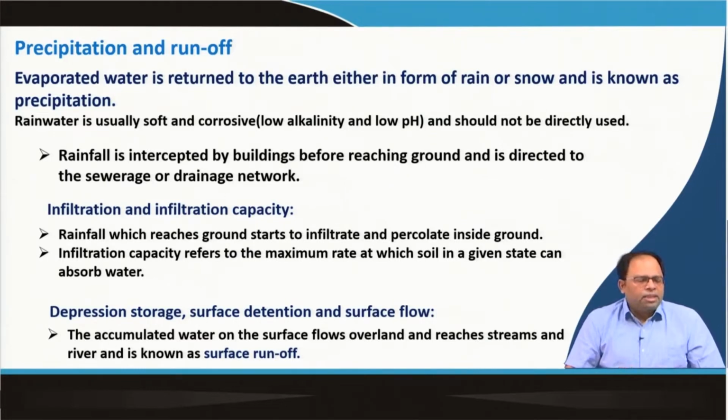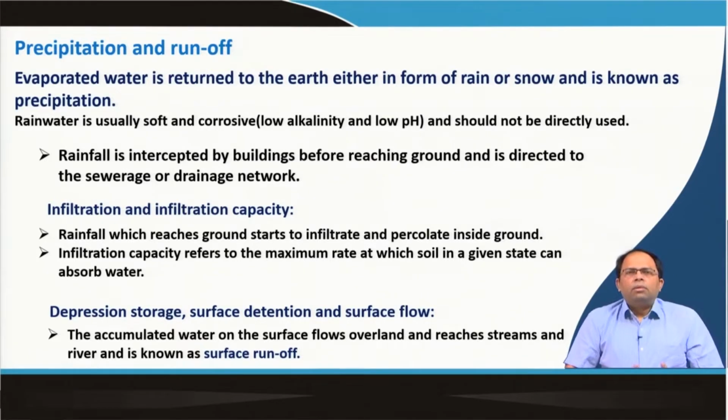For example, when rainwater comes down as precipitation, sometimes we directly use rainwater for certain purposes, but it should not actually be used directly. Why? Because rainwater, which is actually good, helps in cleaning clothes and so on, but it is also a little bit corrosive. It has a low pH value and low alkalinity, which means it is a bit acidic in nature. So, it is better not to use rainwater directly, and there has to be some form of treatment before we can use it for any potable use.